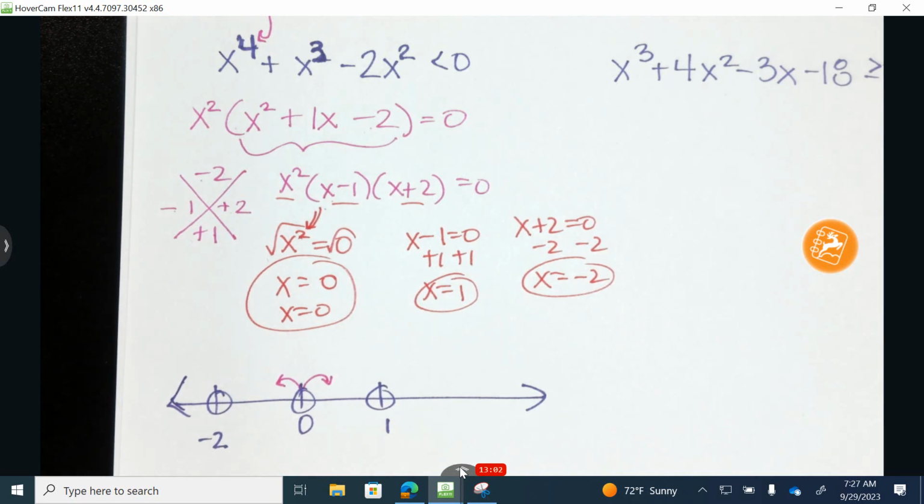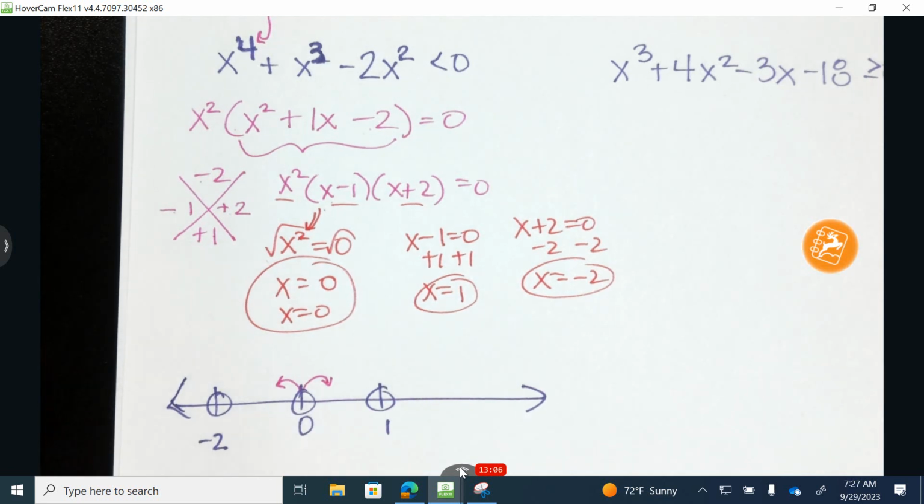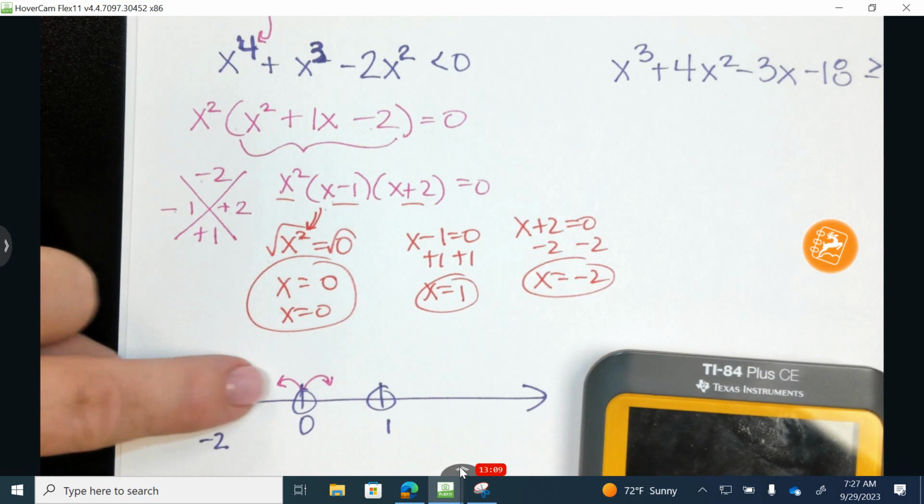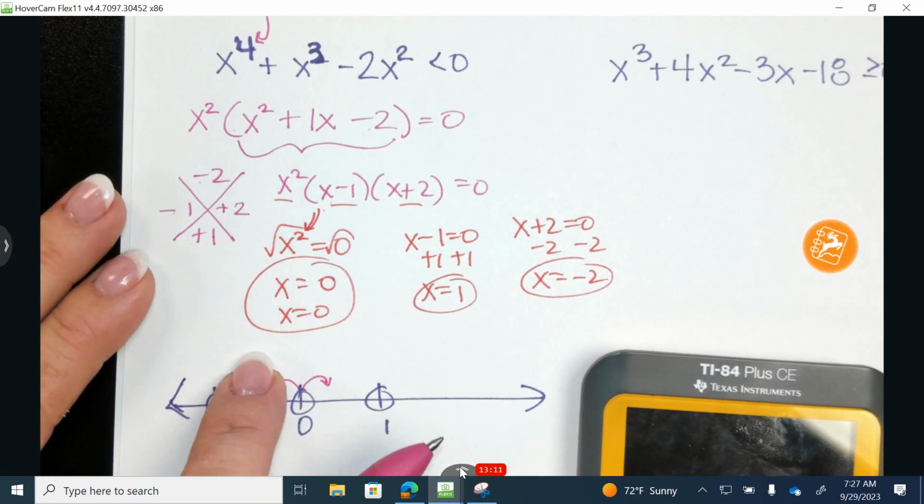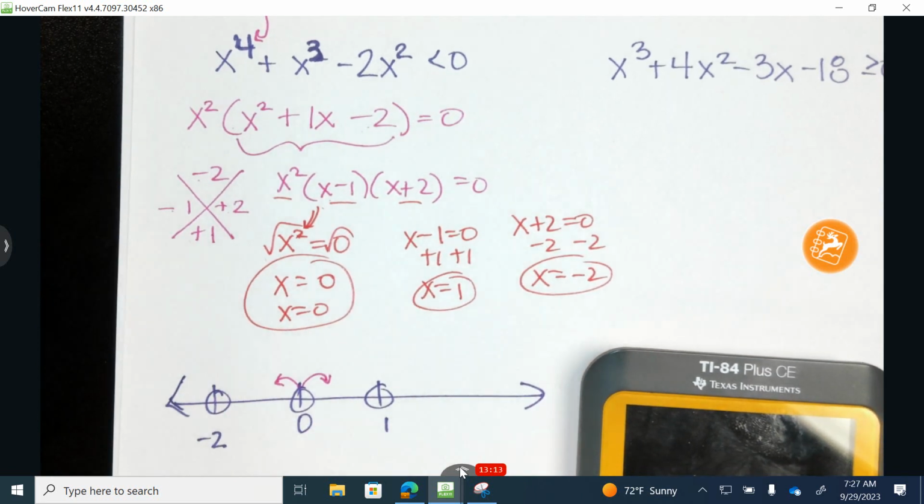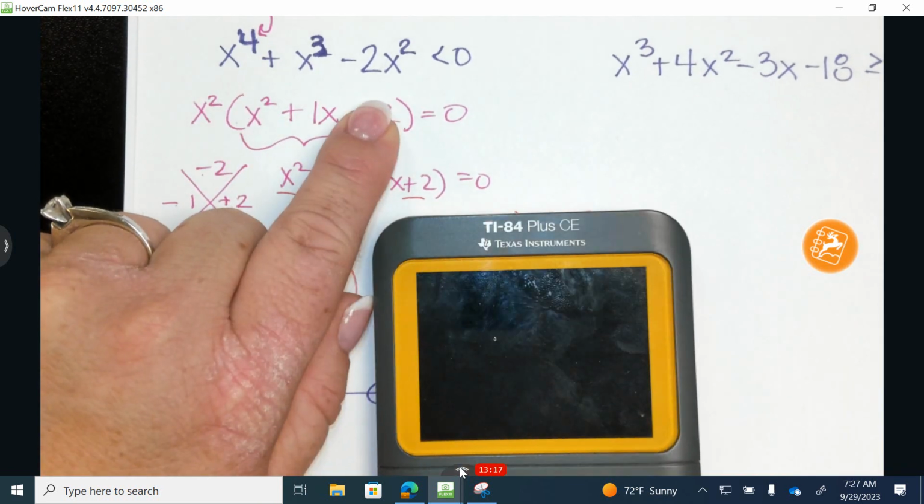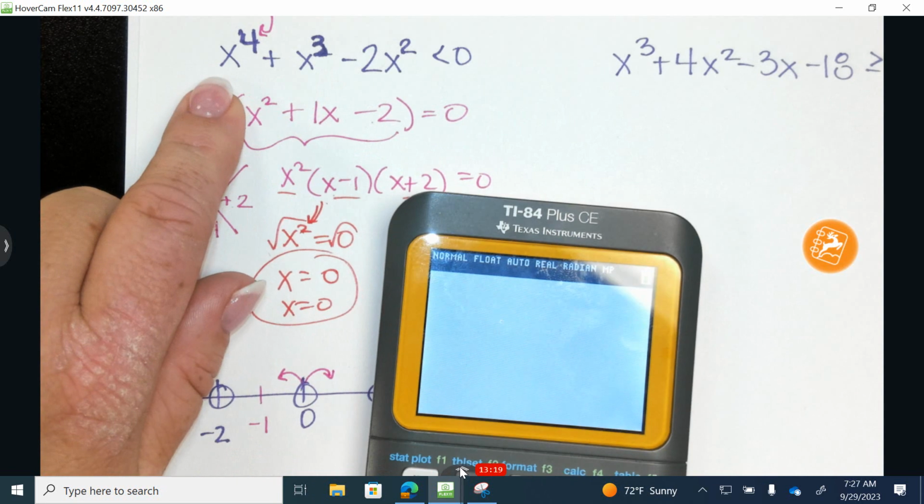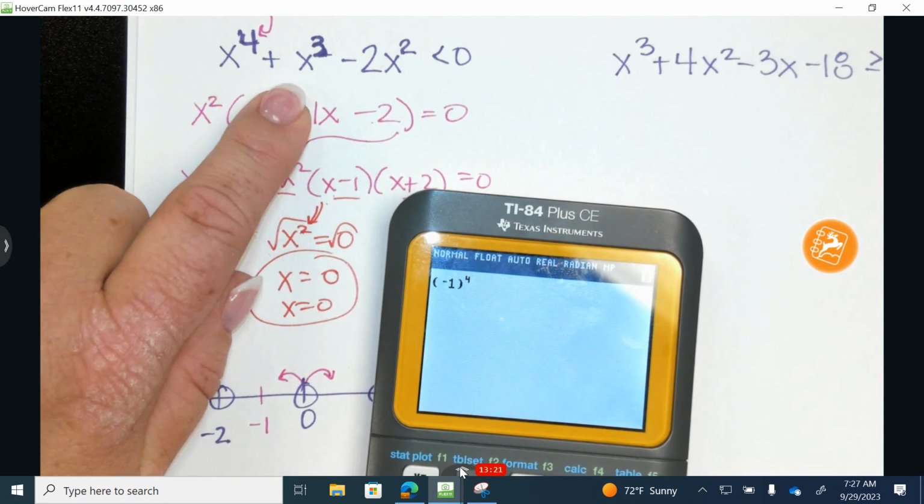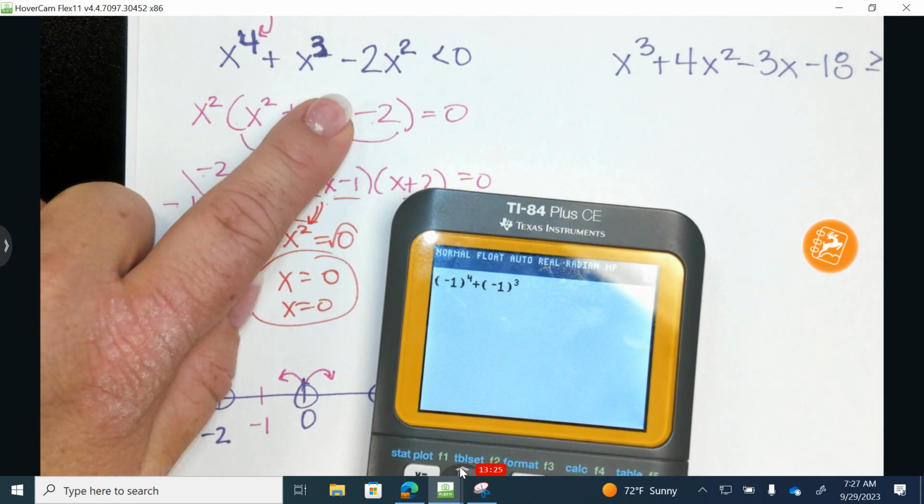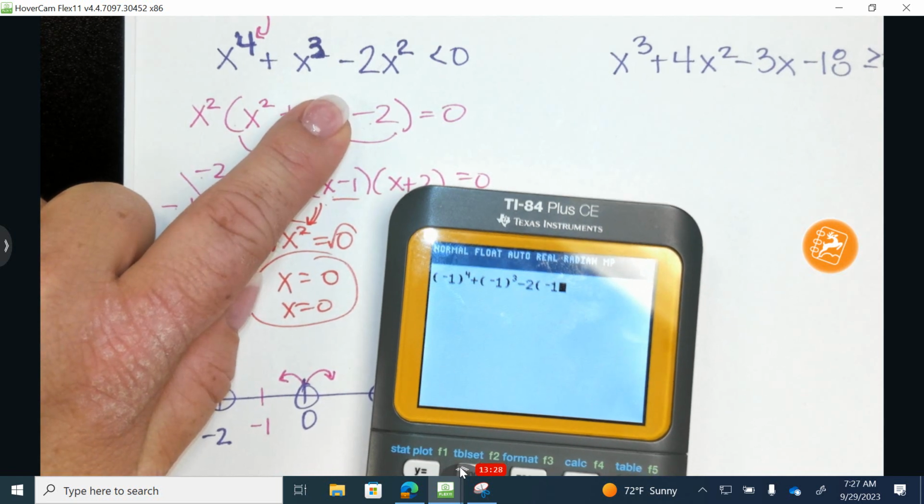So we can't choose 0 because 0 is one of the doubles, right? We know that it's one of these hashtags. So I'm going to choose a number to the left or right. I know that whatever this produces will be the same as this. That's how doubles work. I'm going to go with negative 1. I'm going to plug it in here, and I'm going to make sure to use parentheses when I plug it in. Negative 1 to the 4th plus negative 1 to the 3rd minus 2 times negative 1 squared.